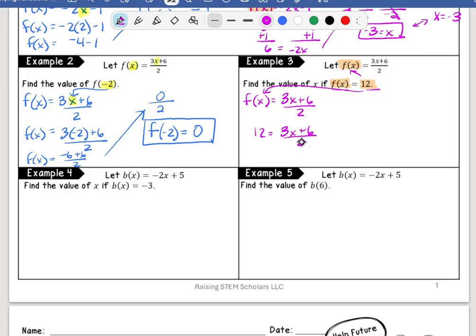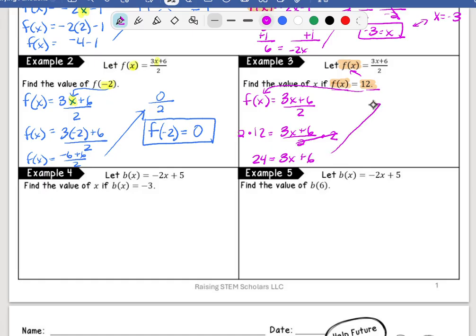Now remember, if something's in a fraction, which is what this is, it means division. It means it's dividing by 2. Whatever's in the bottom is what it's being divided by. So the opposite of division is multiplication. So I'm going to multiply both sides of this by 2. This cancels. 2 times 12 gives me 24 equals 3x plus 6.